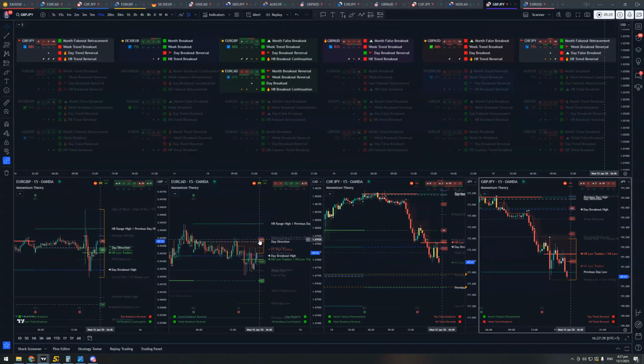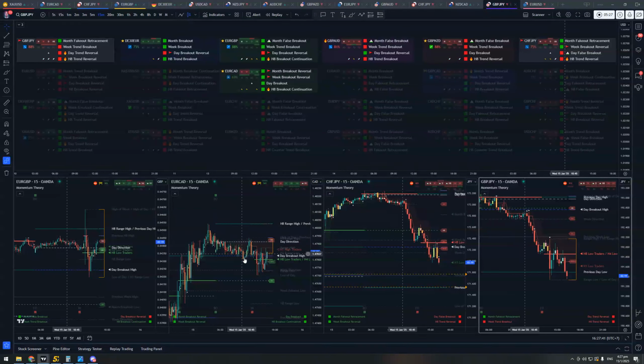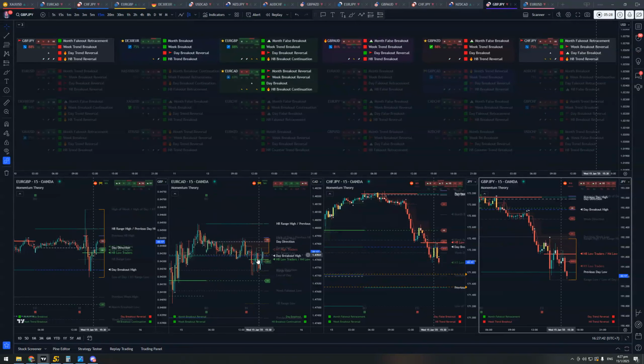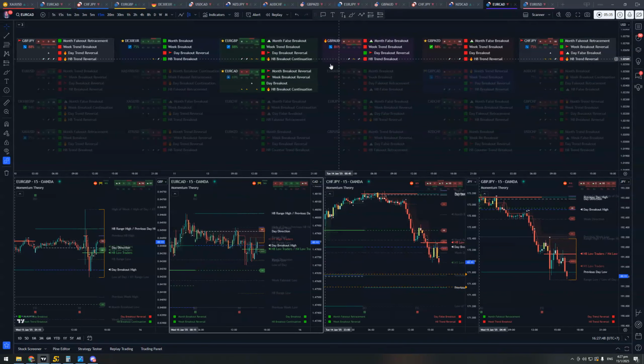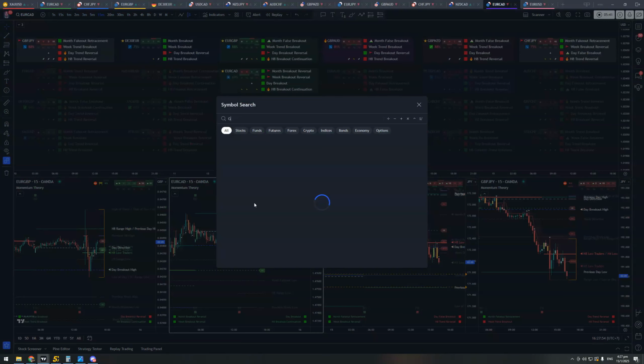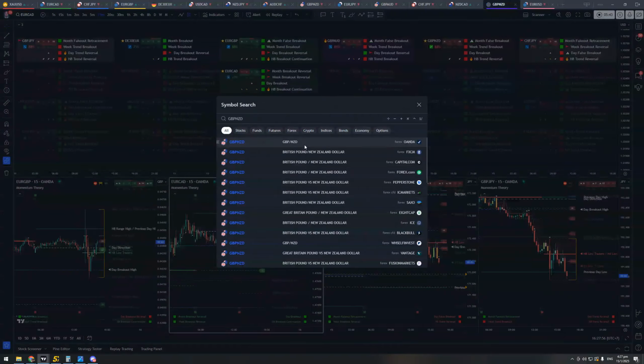Euro CAD. This one looks okay, but there is an inside bar here. So didn't set up while I was watching it. And I'm done. My session's done. Not going to take any new trades. GBP NZD, that was the other one that I really liked a lot, but did not set up for me.